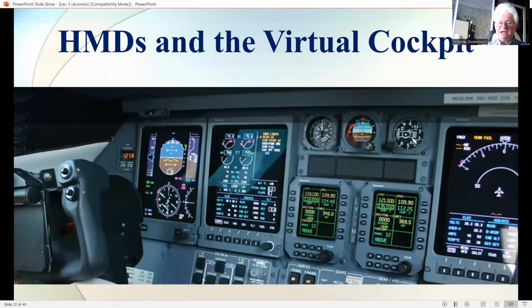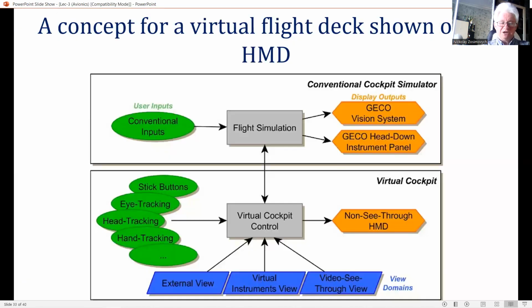Next, our topic in today's lecture, HMDs and the virtual cockpit. The concept of a virtual cockpit, where information is presented visually to the pilot by means of computer-generated 3D imagery, is being very actively researched in a number of establishments, both in the USA and in the UK. There is no doubt, however, of its importance in the future and the revolutionary impact it is likely to have on the next generation of aircraft cockpits.